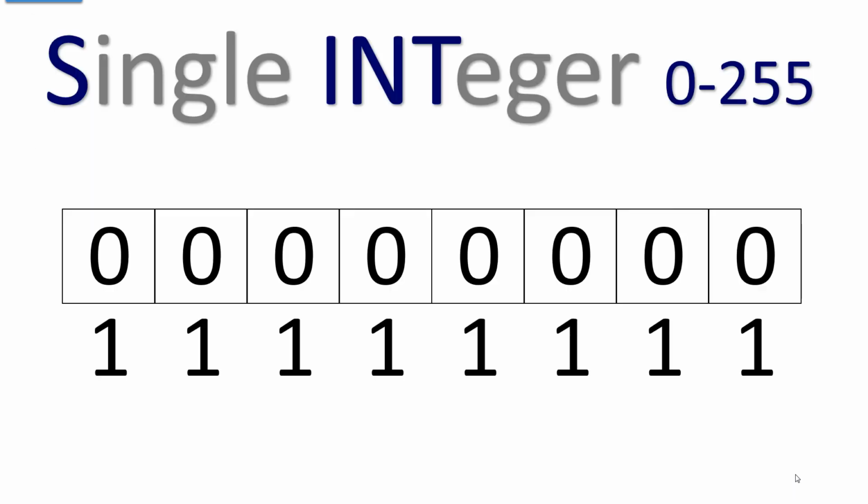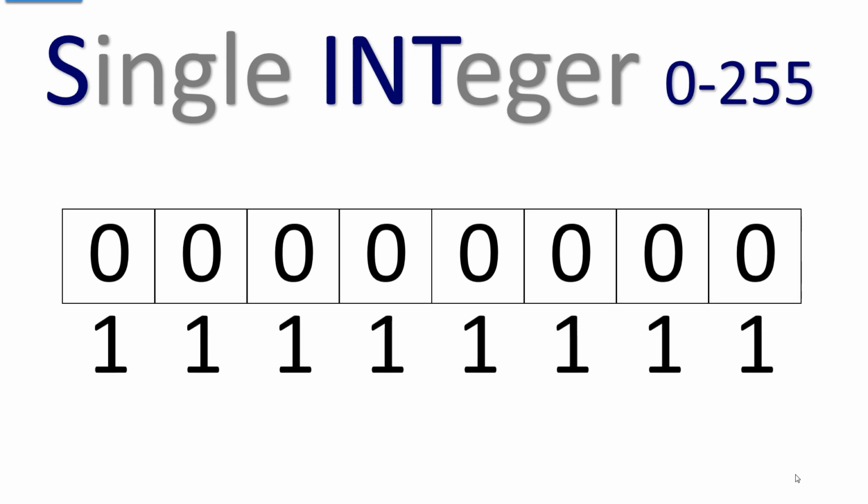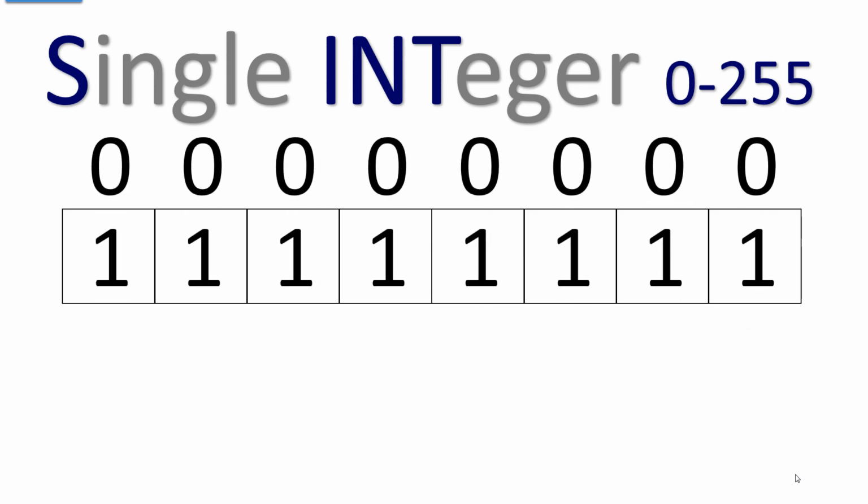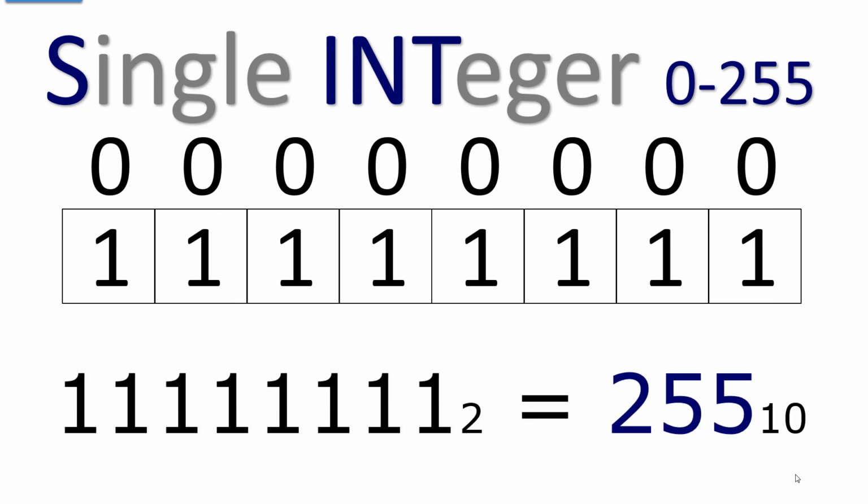The next actual atomic data type is single integer. Remember, Boolean was 1 bit. Single integer is 8 bits or a byte. And with single integer, we can store values decimal equivalent of 0 through 255. All ones would be 255. There are 256 values, but they're 0 through 255. This is the second atomic data type, single integer.